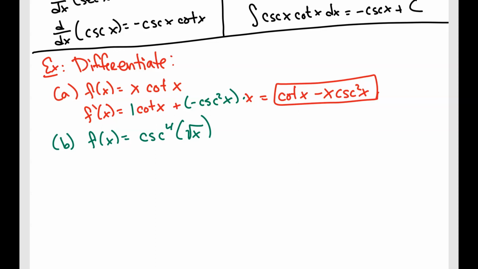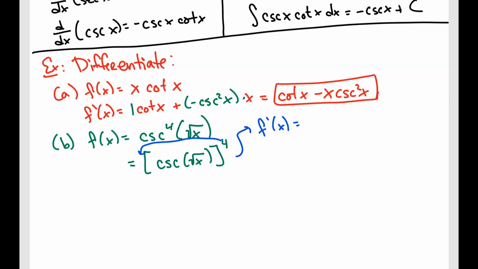One thing that I like to do is rewrite this a little bit. So I like to write it like this. We're going to write cosecant of square root of x, and then we're going to bring the 4 outside, because this is basically what this is. You're taking the 4th power of this cosecant function. Now let's take the derivative of this. The derivative is going to be equal to, let's bring the 4 to the front and subtract by 1. So 4 subtracted by 1 is going to be 3.